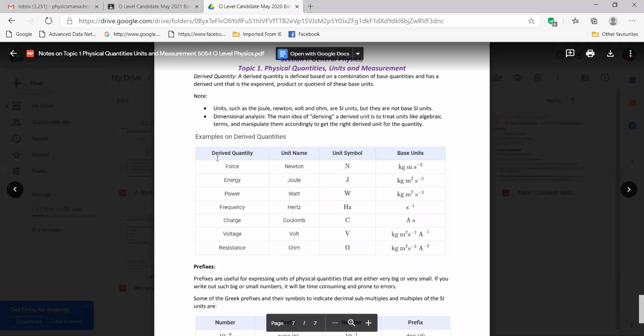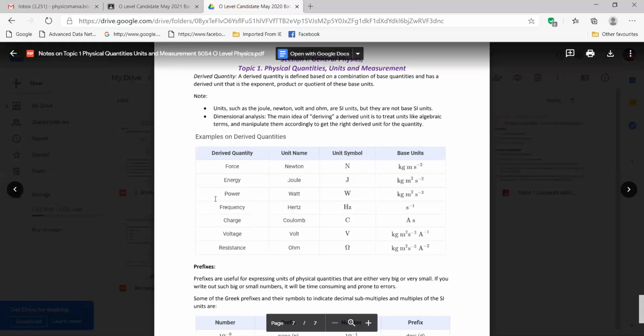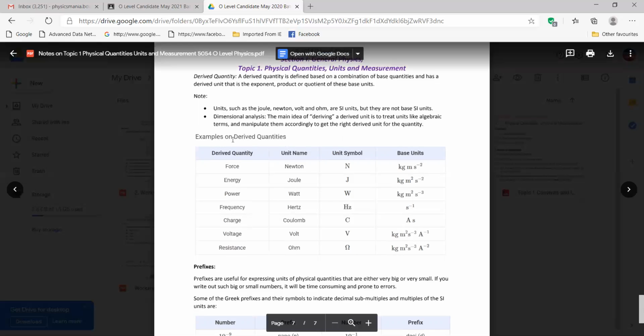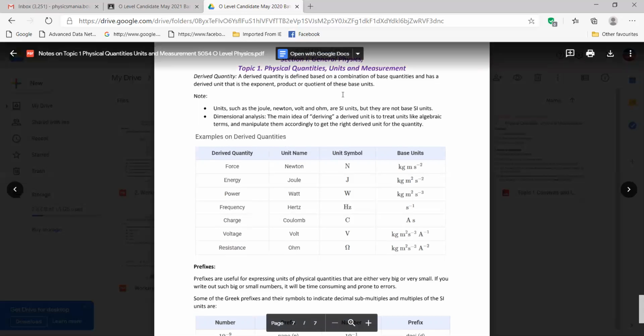Similar to that, we are getting some other derived quantities like force, energy, power, frequency, charge, voltage, resistance. All are derived quantities, but you do not need to memorize them. I just gave this for increasing your knowledge. Even in exams, it will not come. The derived quantity will not come in O level exams, it will come in A level.